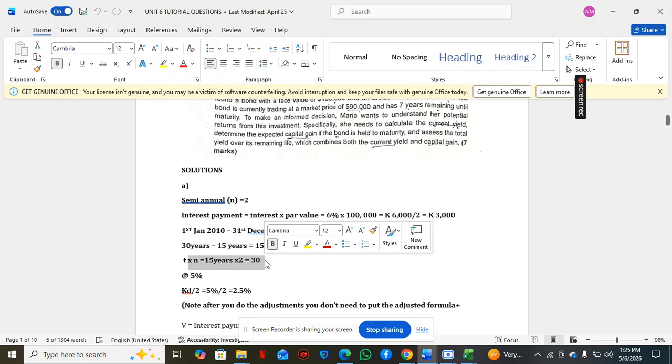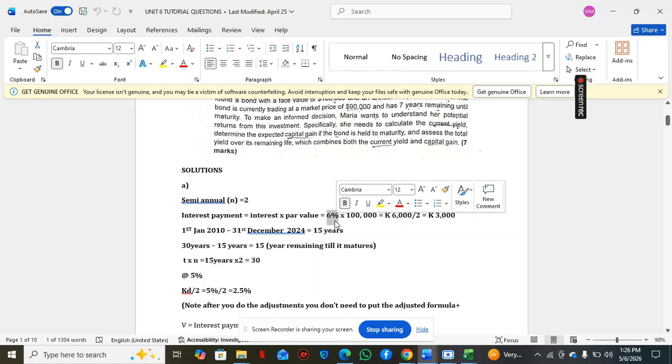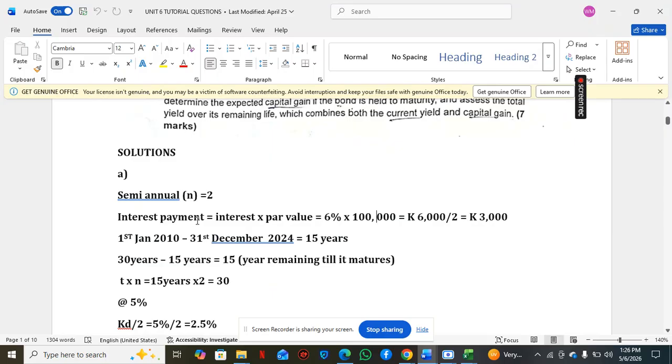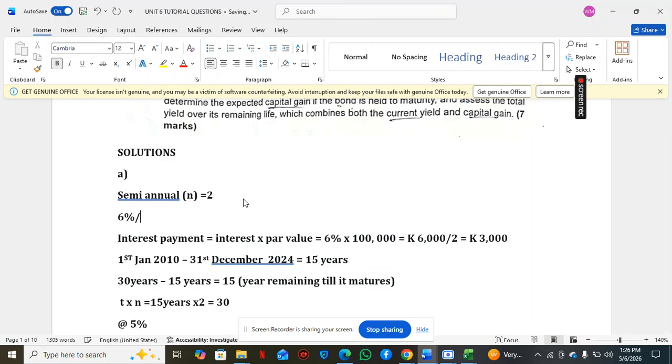Since you are paid twice that year, the interest rate is halved. You get half after 6 months, the other half after 6 months. So the interest rate was 6%, and half of 6% is basically 3%. There are two ways you can do it. You can first find the interest payment, then just divide it by 2. Or, as I said, you can halve the interest rate: 6% divided by 2, you get 3%.